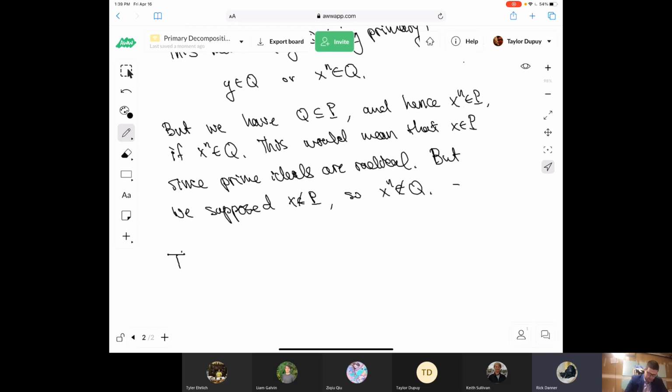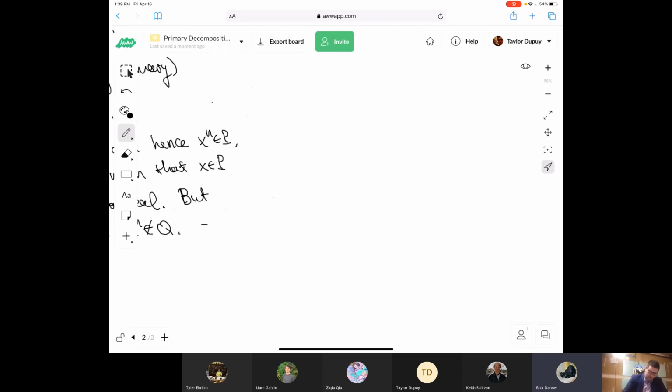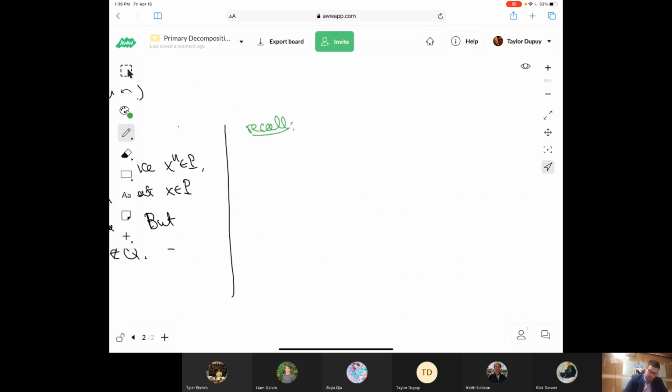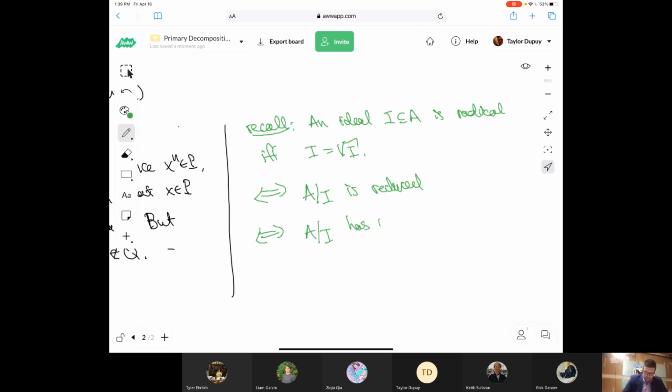What does it mean for an ideal to be radical again? Good question. An ideal I in A is radical if and only if I is equal to the radical of I. Another way of saying this is that this is if and only if A mod I is reduced, if and only if A mod I has no nilpotent elements.